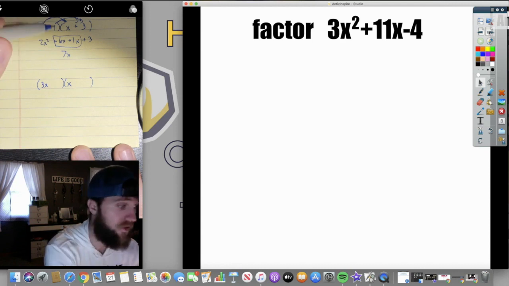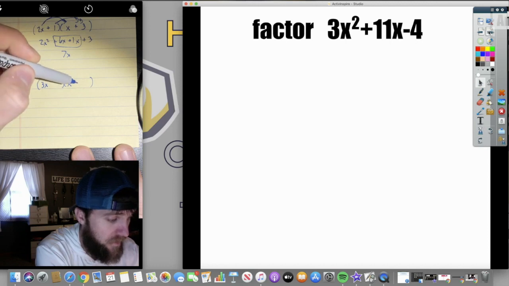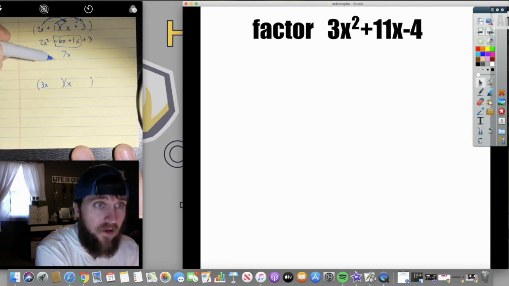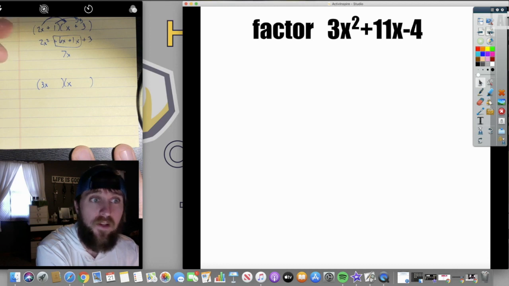So this is where it gets a little trickier. Positive could be here. It could be here. And possibly our numbers could be flip-flopped. So that kind of increases the different ways that this could be written. So that check is really, really important.